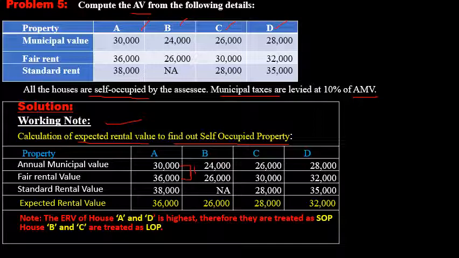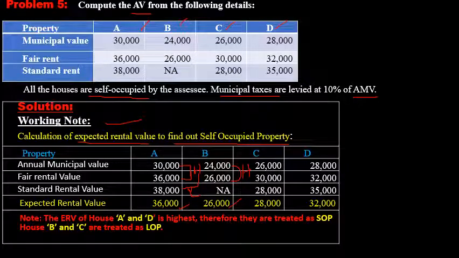The highest is 36,000. Next, 36,000 or 38,000, whichever is the lowest. So first highest of 30,000 or 36,000, whichever is highest. Next, this highest value with the 38,000, the standard rental value, whichever is the lowest. So expected rent for the first house is 36,000. For the second house, standard rent is not applicable, so therefore municipal value or fair rental value, whichever is the highest, is the expected rental value.